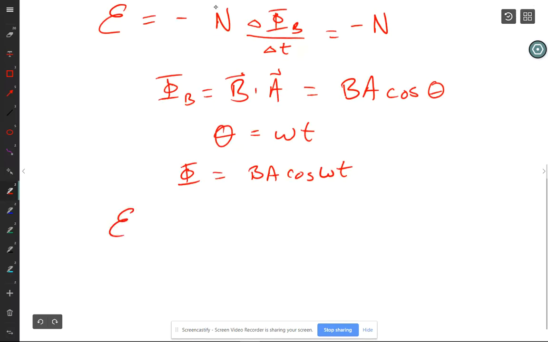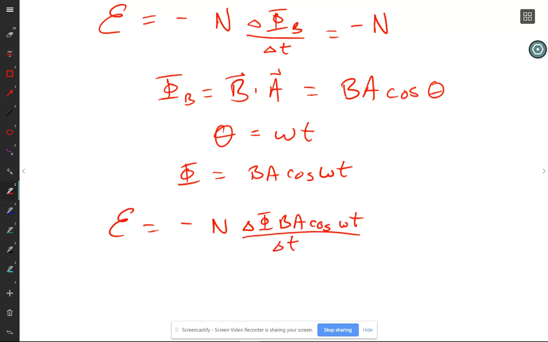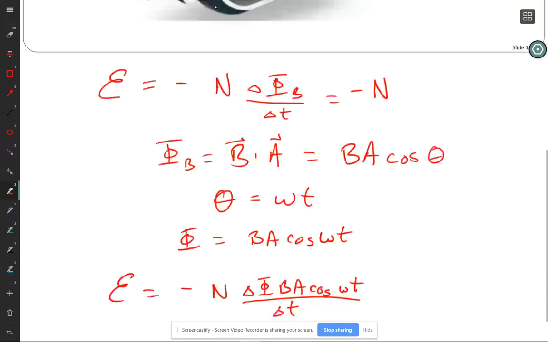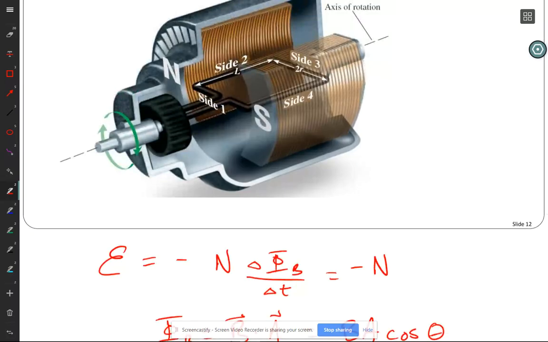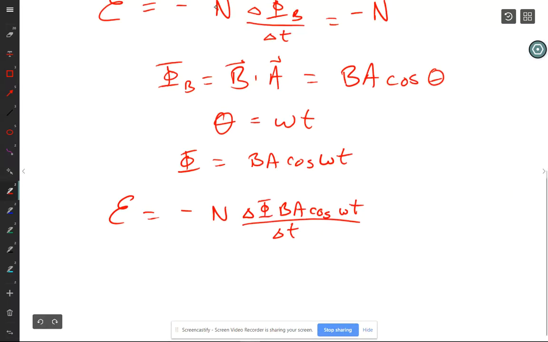So my induced EMF is minus N, and if I have a constant magnetic field between those two poles, which I certainly should, and I have a constant area on my loop, which I certainly should, then I can bring those outside of the delta. Whoops, I put delta flux BA. Delta parenthesis BA cosine omega t is what I should have put.